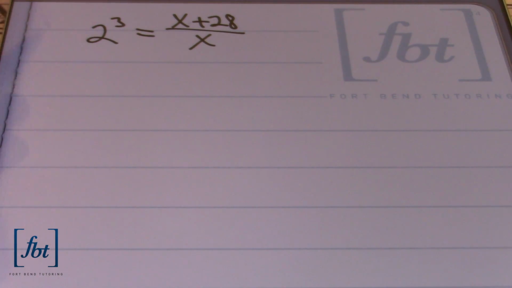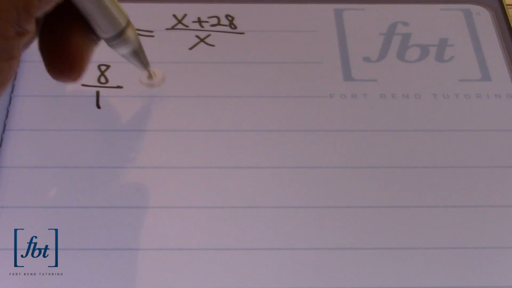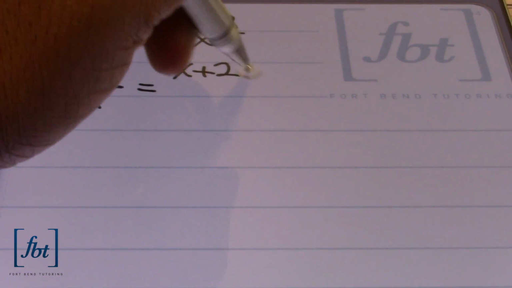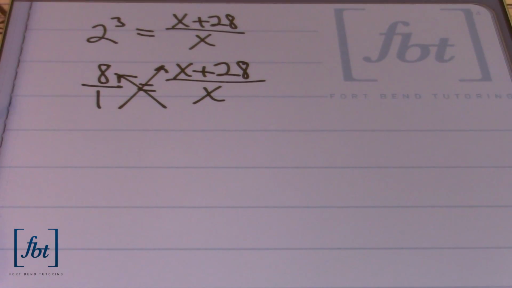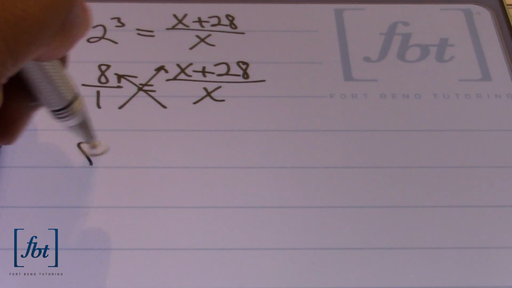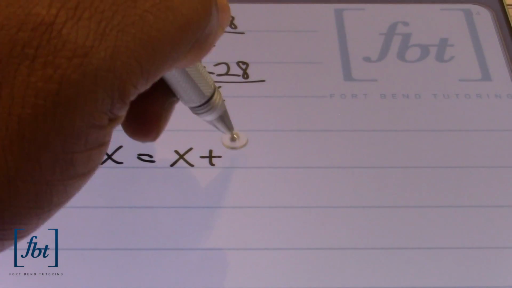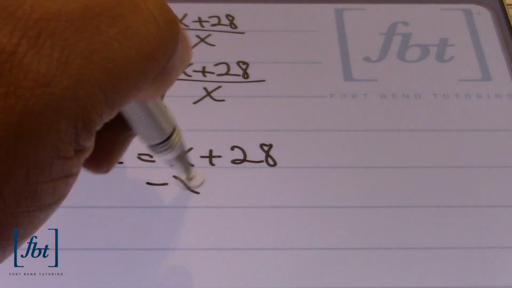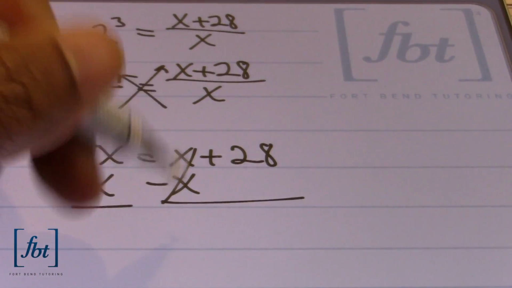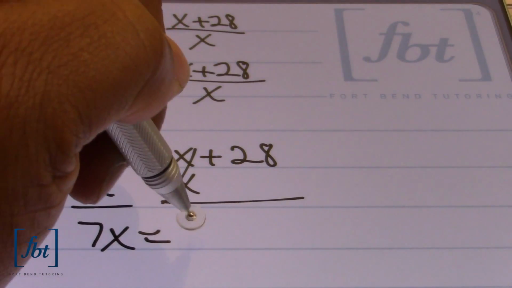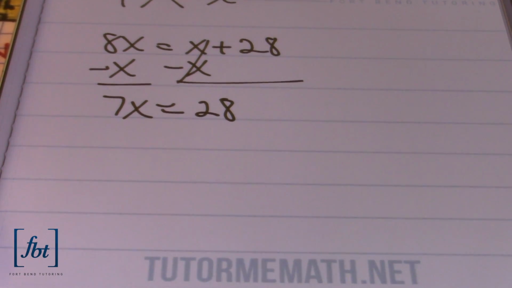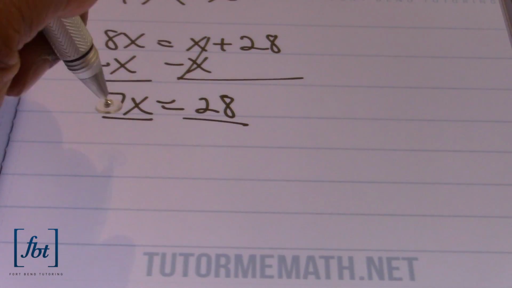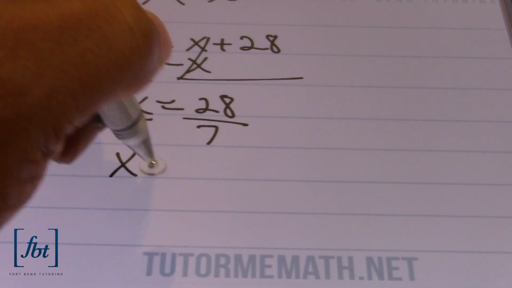I know that 2 to the third power is equal to 2 times 2 times 2, which is 8, right? So I'll be able to rewrite this as 8 over 1 equals x plus 28 divided by x. From here, I'll be utilizing the extremes means method, aka cross multiplying, to get 8x equals x plus 28, and then solving for x by subtracting x from both sides of the equal sign, and then rewriting the equation as 7x equals 28. From here, we'll be doing the division principle of equality and divide both sides by 7. This gives us x equals 4.